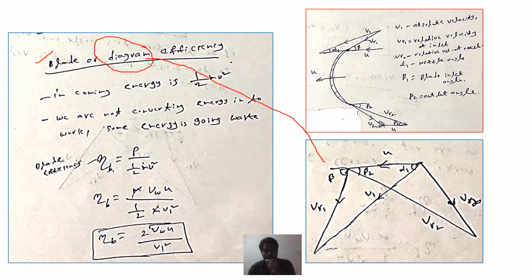Here output is power, because when steam flows through the blade, it exerts a force on the blade, then the blade will rotate. Since the blade is connected to the shaft, the shaft will rotate, and it will give a power. So here power is the output.